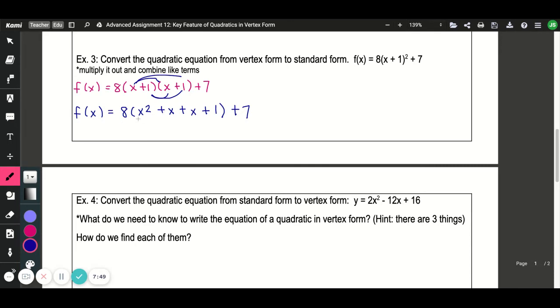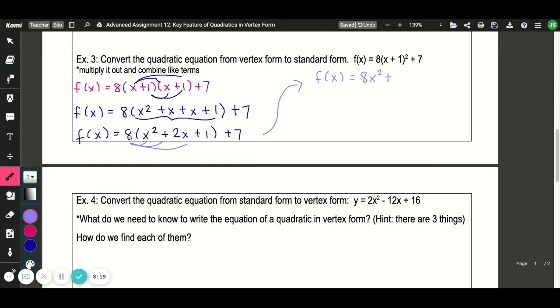So we're going to simplify this. In the parentheses, we'll simplify that. x squared, add those two x's together, that's 2x plus 1 plus 7. Then we need to distribute this 8 through to those parentheses. So I'm going to come over here. 8x squared plus 8 times 2 is 16x. 8 times 1 is 8 plus 7. And then our last step is we're just going to combine those last two. So we'll add the 8 and the 7.